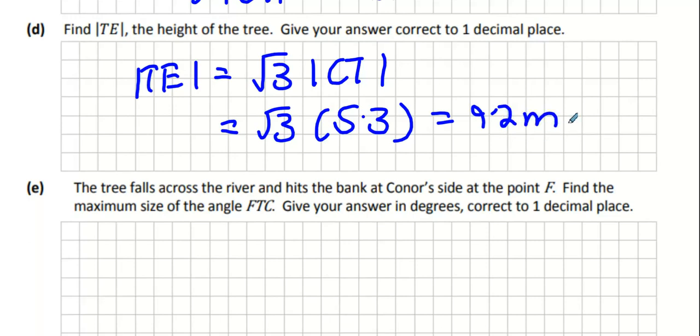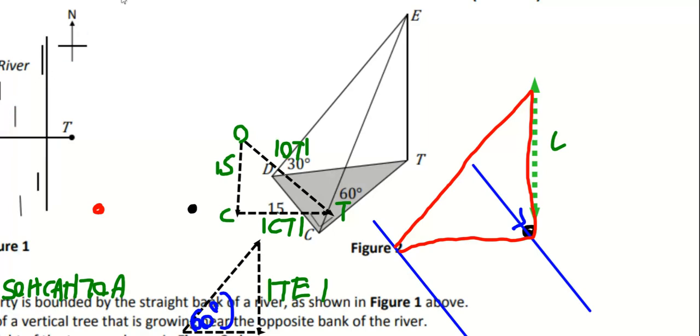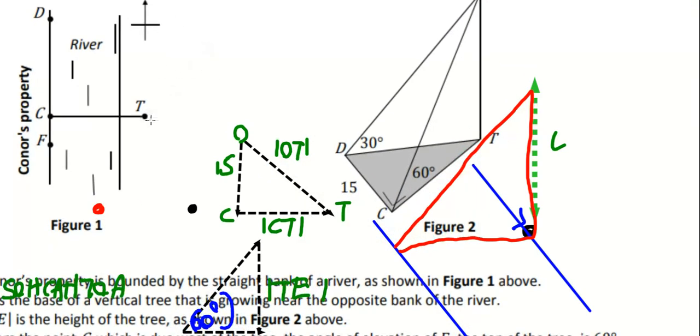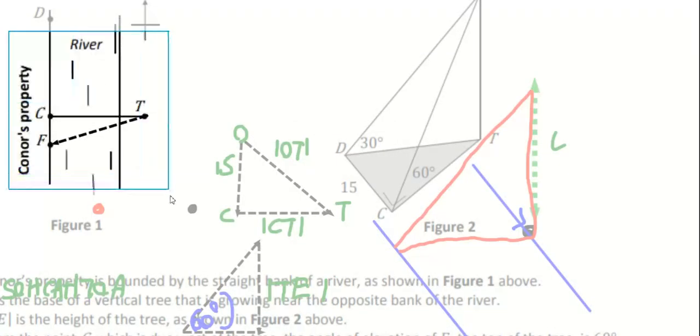Now, next part. The tree falls across the river and hits the bank at Connor's side at the point F. Find the maximum size of the angle FTC. Okay, so we're going to go back. I think I'm going to have to bring this over here. Okay, so we're just sort of zoning in on this diagram here, which I'm just going to copy and paste across.